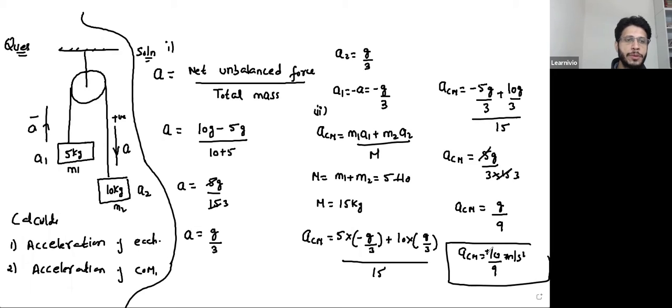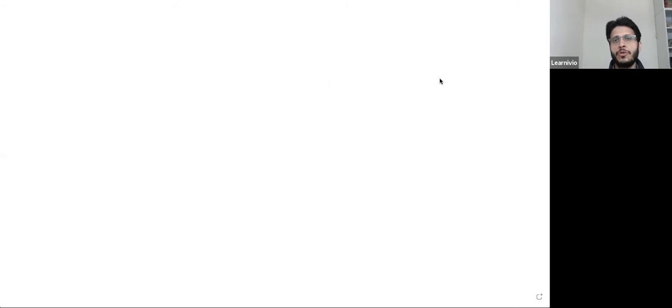It's coming out to be positive. It's g by 9, not g by 3. It's g by 9, and it's coming out to be positive. That means your center of mass is going downwards. So this is how you can calculate acceleration as well as velocity of center of mass.